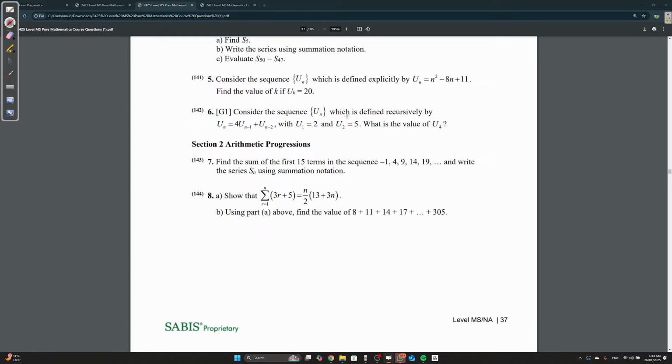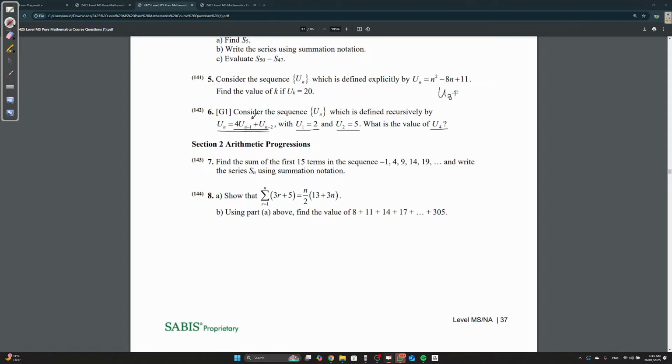You have a sequence u_n defined recursively by u_n equals 4u_(n-1) plus u_(n-2), with u1 equals 2 and u2 equals 5. What is u4? This is a question we always see. Always when you have a recursive definition, you have to work step by step. So before finding u4, I need to find u3.